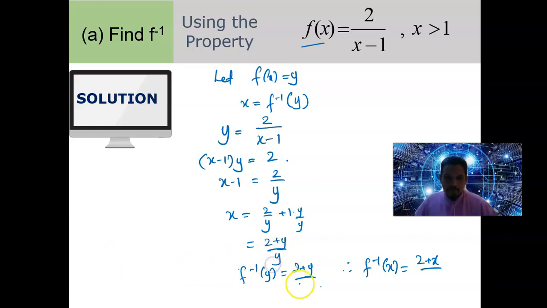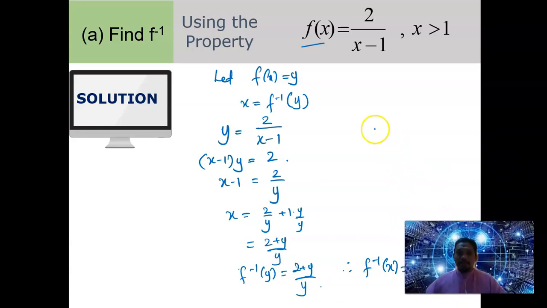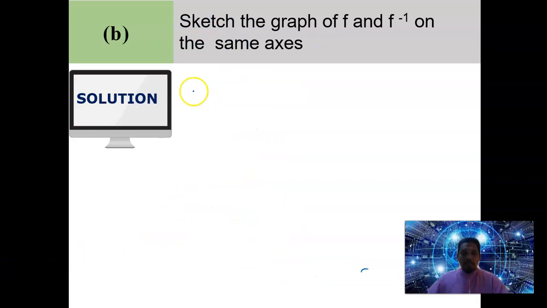So y, and x. Okay. Then next, 2 plus x divided by x. Okay. Using the properties, never mind, I'll show you both: f and f inverse of x equal to x.